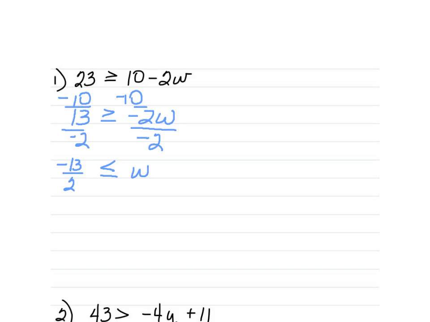On these, I'm just going to have you solve. Now, because we like to write our inequalities with the variable first, I would want you to rewrite this solution this way. w is greater than or equal to negative 13 over 2.